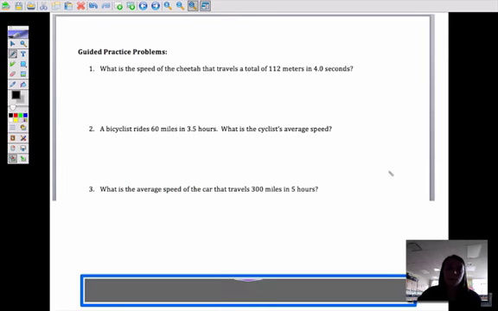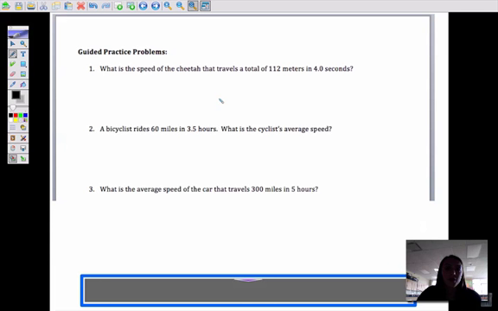On the back side of the page, you're going to see 5 guided practice problems. I'm going to do the first 3 with you. When we do problems like these in physics, and we're going to have a lot of them, there's a specific format I want you to follow. First, you're going to read the problem to yourself once without marking anything. So, what is the speed of the cheetah that travels a total of 112 meters in 4 seconds?